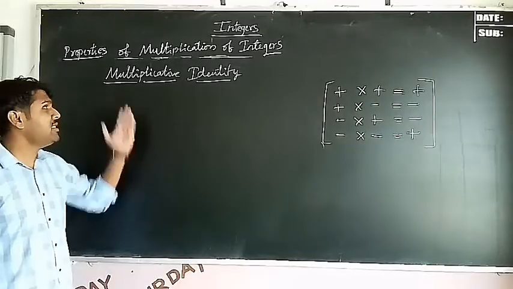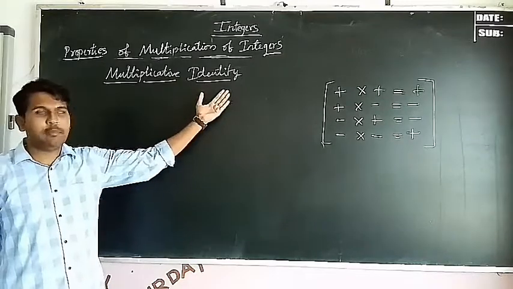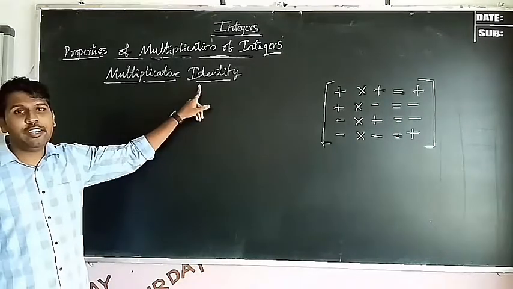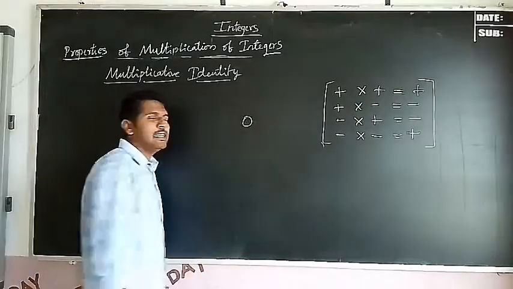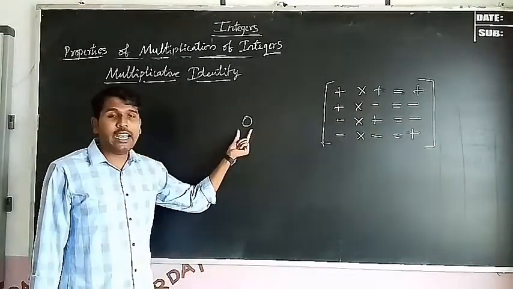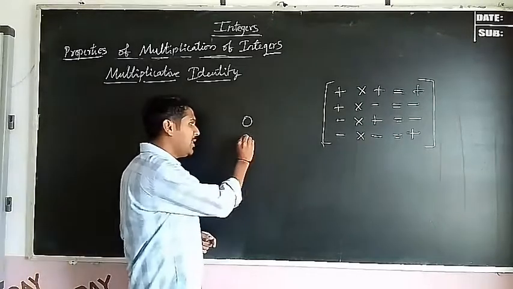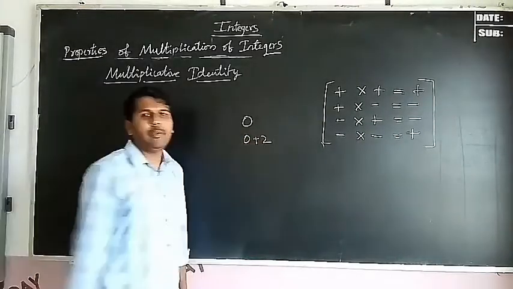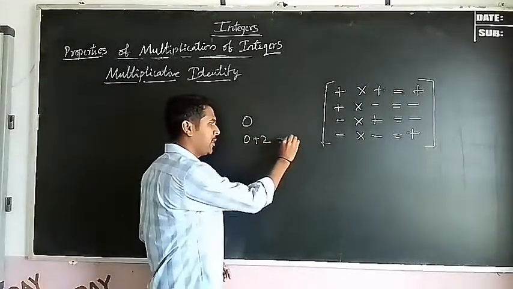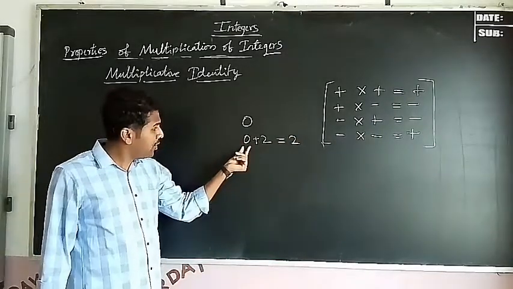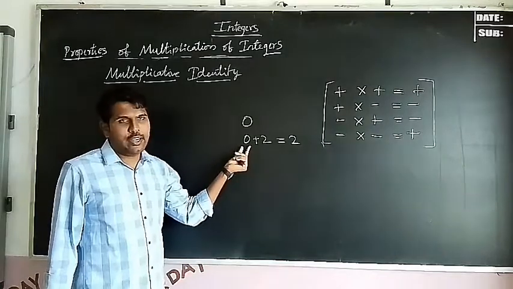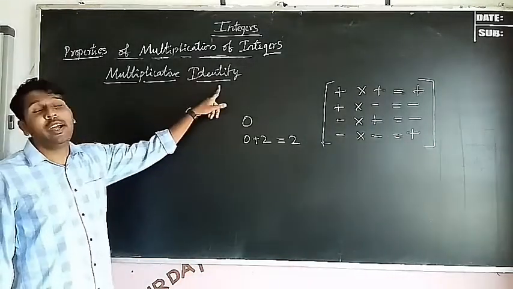So the next property is multiplicative identity. Before going to the multiplicative identity, what is the additive identity? Additive identity is 0, no? Why do we call 0 an additive identity? When we add 0 to any number, we get the same number, no? 2 plus 0 equals 2, no? That is why we call 0 an additive identity. Like that, here, multiplicative identity.